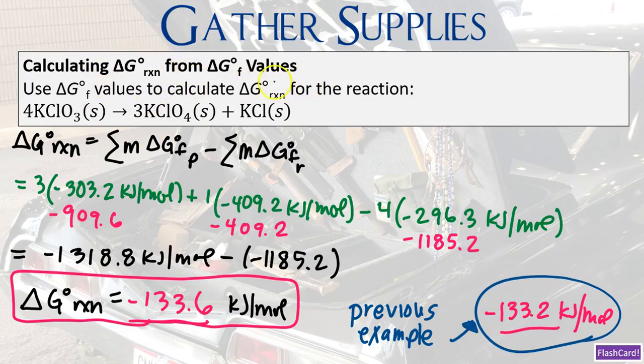So if you're given delta G naught of formation values, you can calculate it that way. Or if you're given your delta H naught minus your temperature times delta S naught, you can also calculate delta G naught of the reaction that way. Using this new weapon of information, the ghost continues to remain settled, folks. Let's continue.